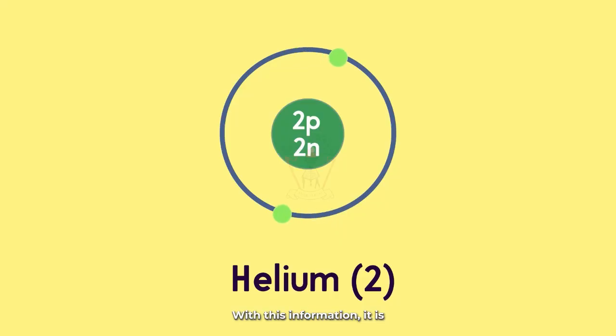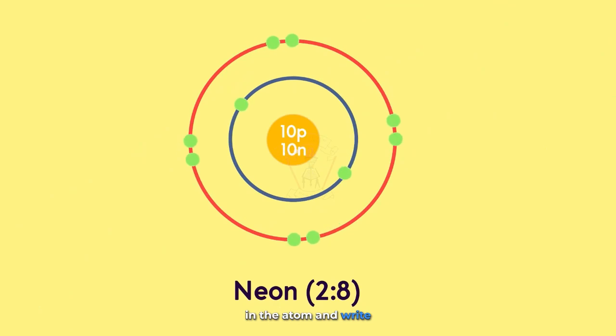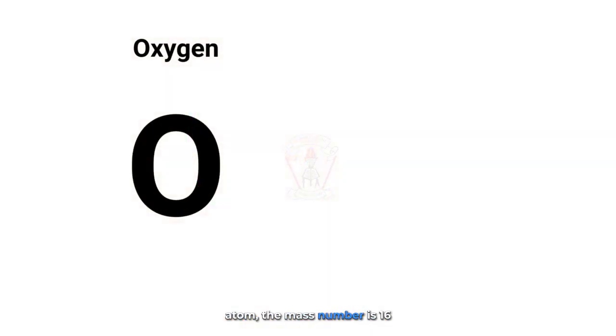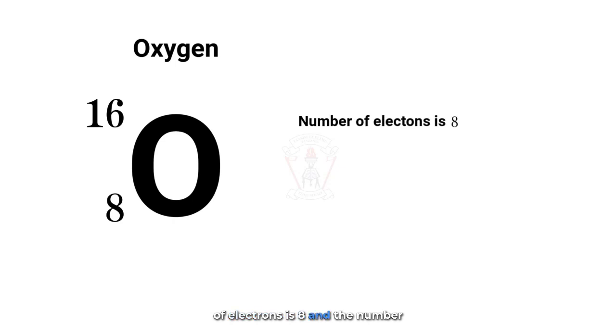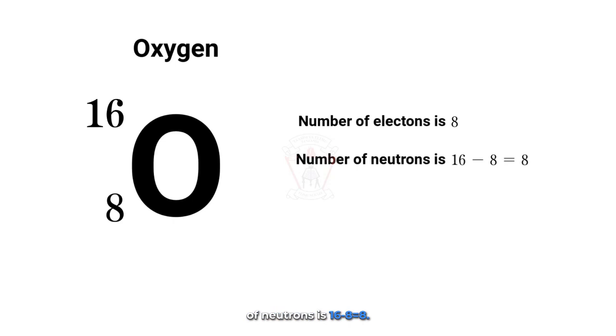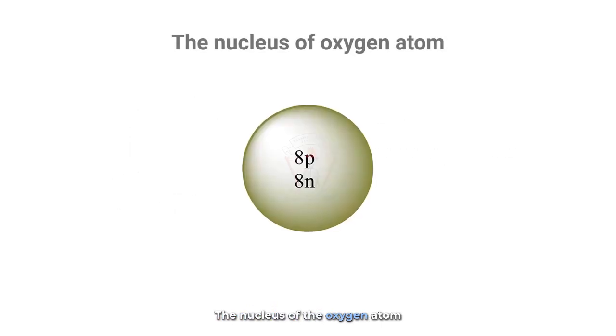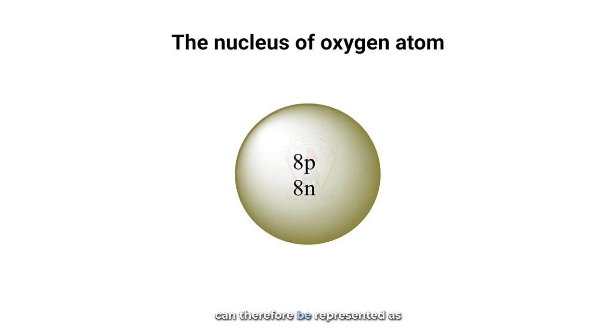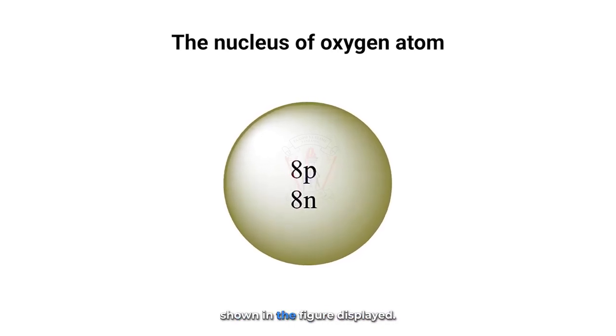With this information, it is possible to determine the number of neutrons and electrons in the atom and write the electronic configuration. For example, in the oxygen atom, the mass number is 16 and the atomic number is 8. Therefore, the number of electrons is 8 and the number of neutrons is 16 minus 8 equals 8. The nucleus of the oxygen atom can therefore be represented as shown in the figure displayed.